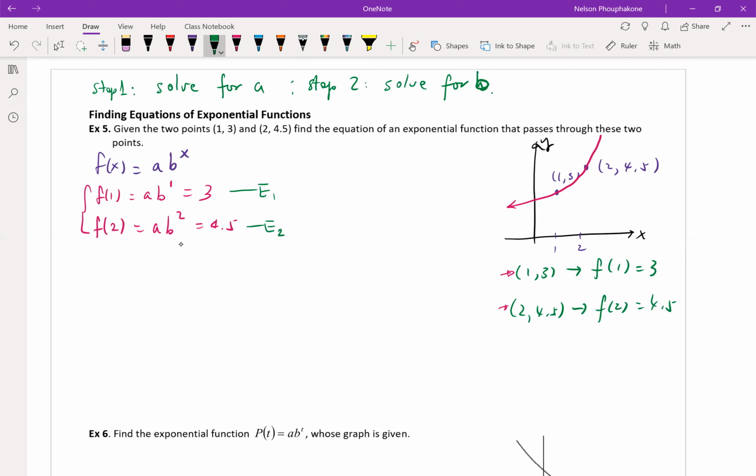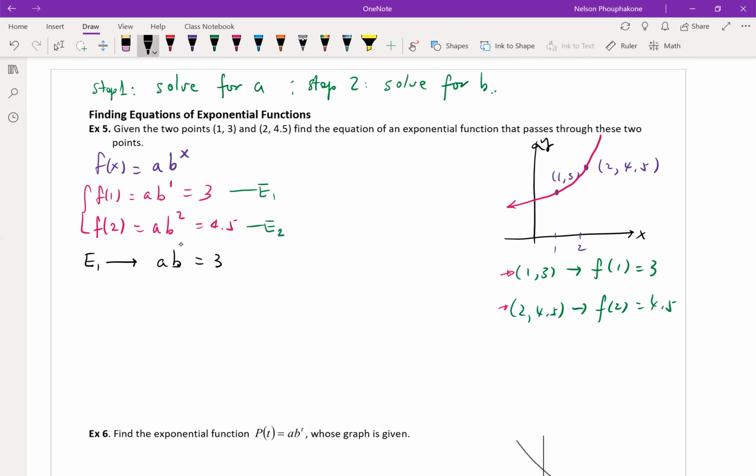So this is actually the idea. We solve for a first, and then we solve for b. Okay. And now use the substitutions then. Let's see how do we actually do this. Okay. So again, when I write down E1, E2, meaning equation number 1 and equation number 2. So from equation number 1, then we have a times b to the a times b equal to 3.